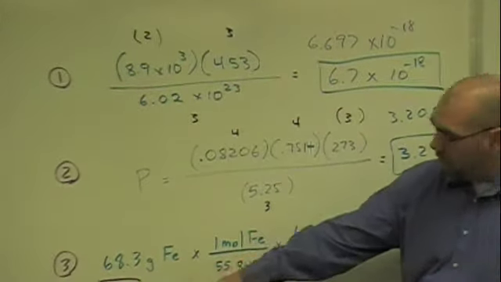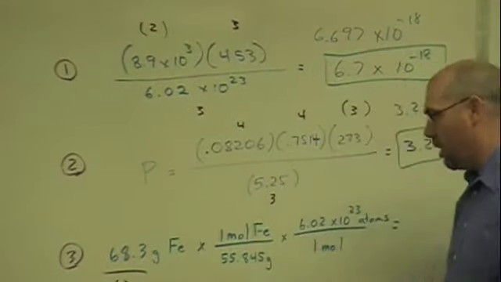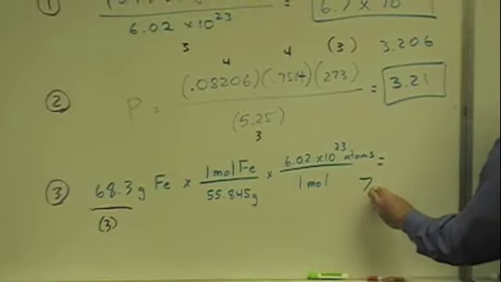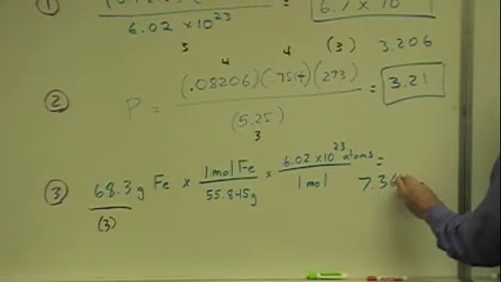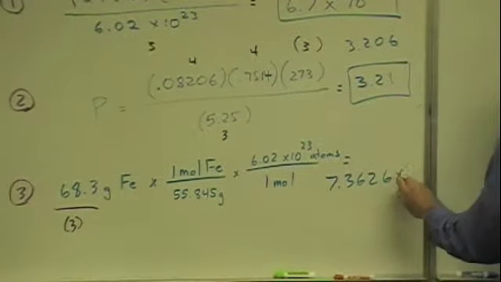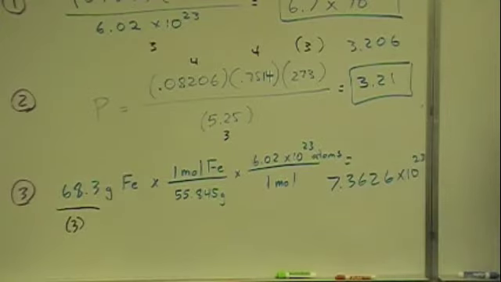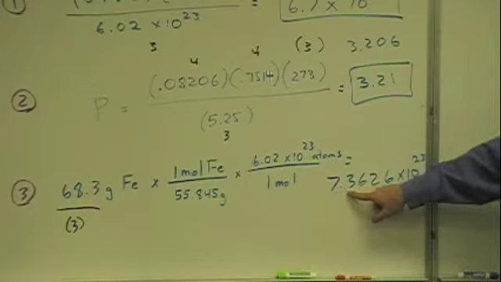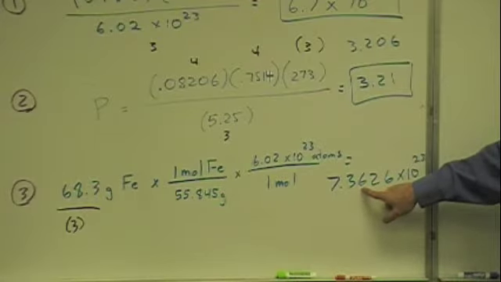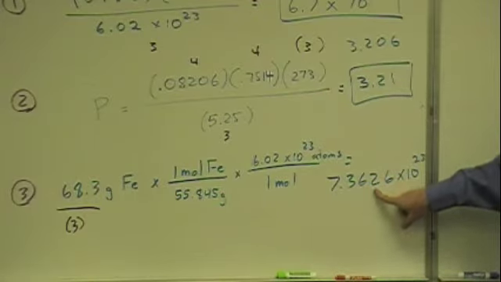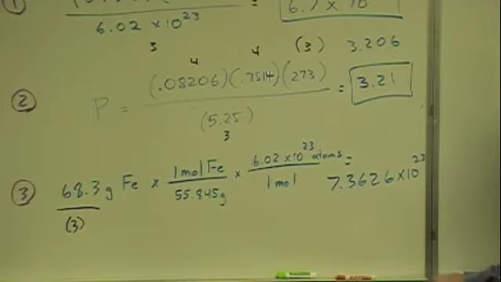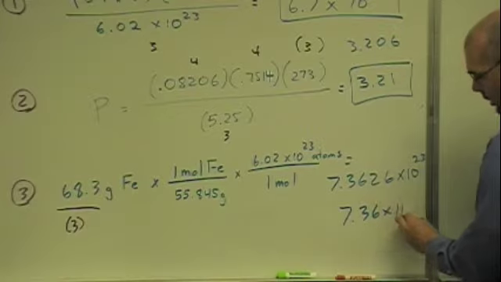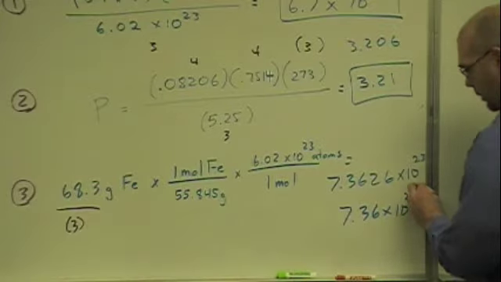Then on number 3, we're going to take this answer and we're going to round that one to 3 significant figures. We get something that looks like 7.3626 times 10 to the 23rd. If we want this one to be to 3 sig figs, I go to the third one, which is the 6. What's behind it? A 2. A 2 says round down. So we're looking at 7.36 times 10 to the 23rd.